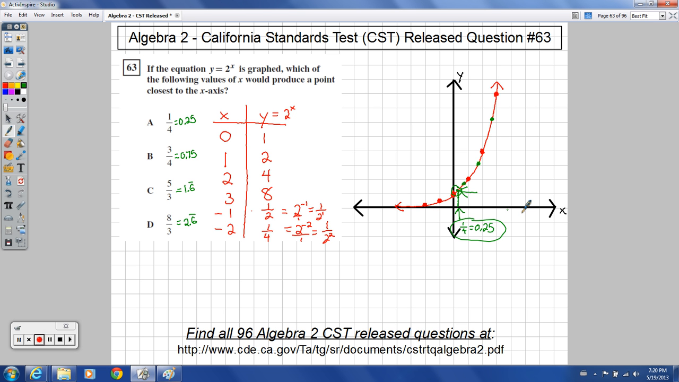Which one's closest to the x-axis right here? Clearly this value, 0.25 or 1/4, will produce a point closest to the x-axis. So number 63, choice A.